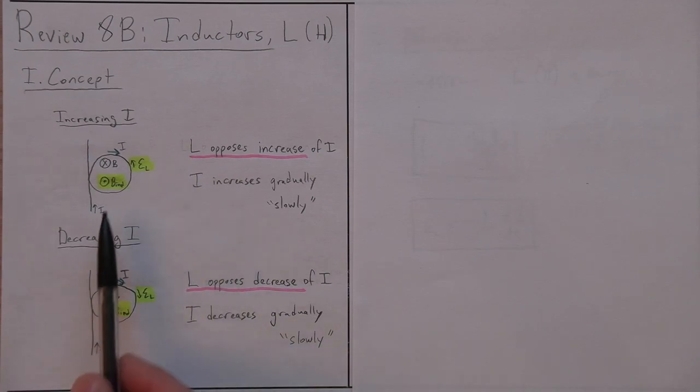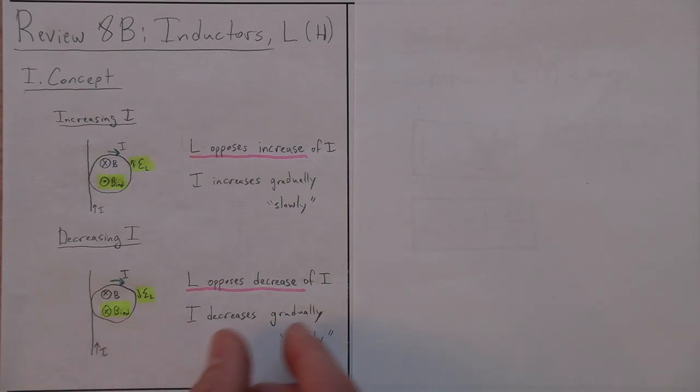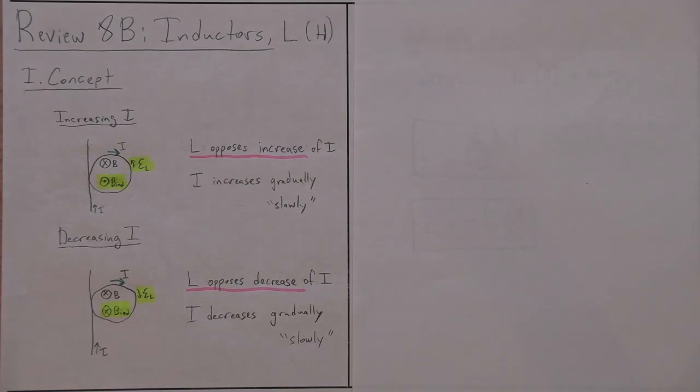Now let's suppose that I get the current going, and then I try to decrease the current. How do I do that? Well, for the power supply running this circuit, I could turn the dial down and decrease the voltage, and that'll make the current drop. That'll also make this magnetic field decrease.